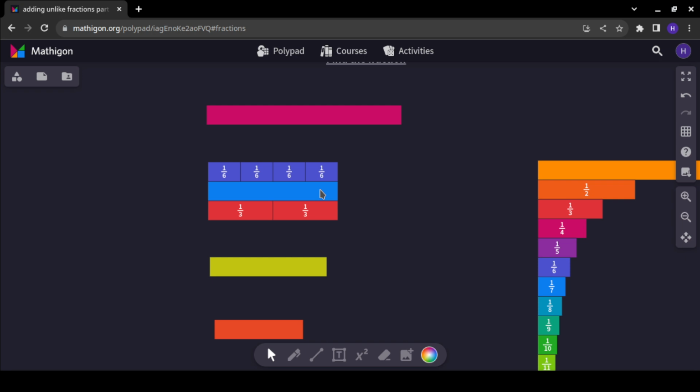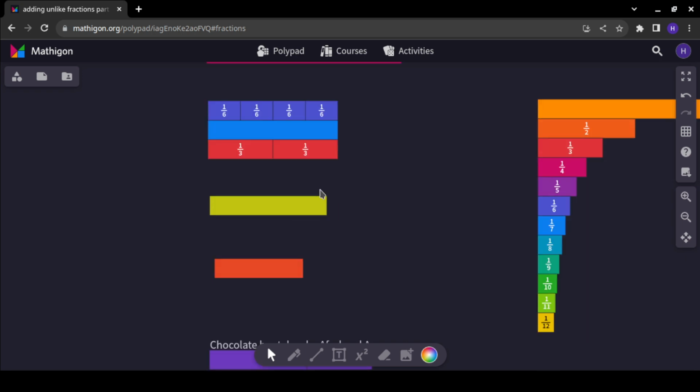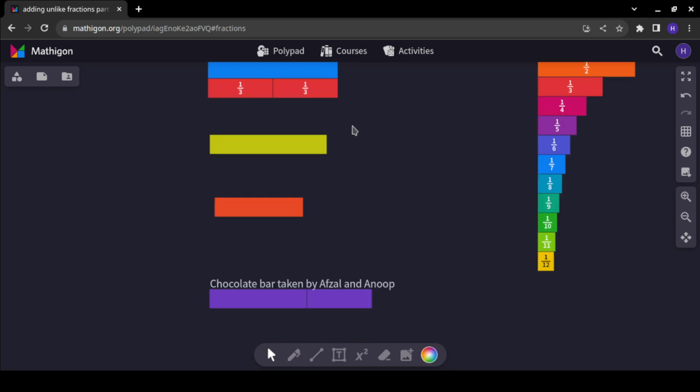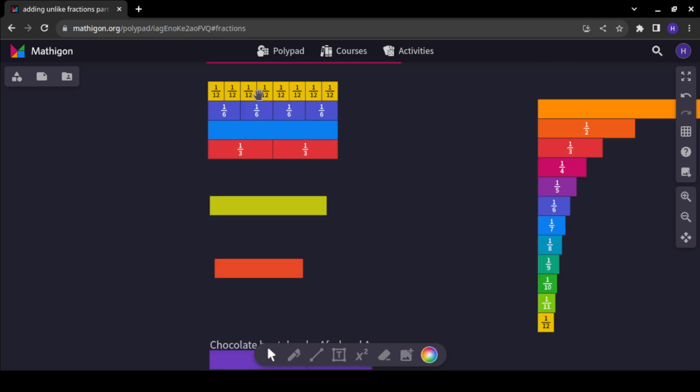What other piece will work here? So I'll show something interesting. So 1 by 12 also works. We'll get to this later. So many pieces are fitting inside this, right? Or exactly matching this length.